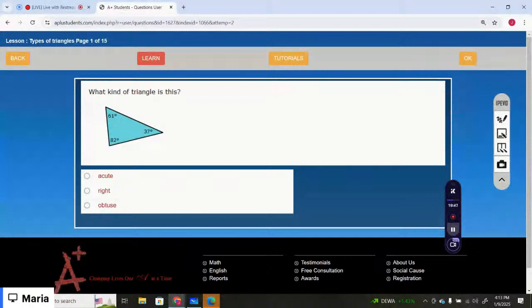Yes, the third one is obtuse, and very good. So the triangle we are on right now is the acute triangle because all the angles are less than 90 degrees.